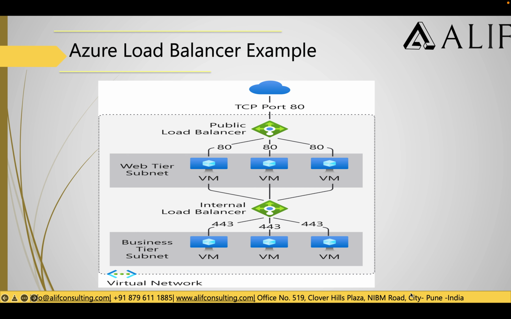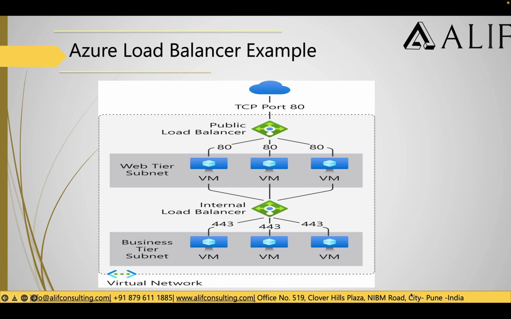So we basically have two types of load balancer here. We have a public load balancer and we have an internal load balancer. The public load balancer is basically exposed to the internet over port 80. So all the requests from the end user or from the external user are coming on the public load balancer, and then to reach the backend tier or backend databases, the web tier VMs are using the internal load balancer to reach there.